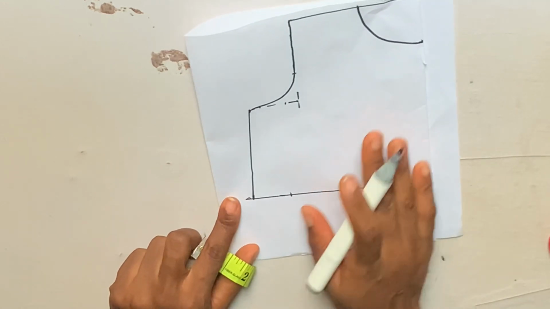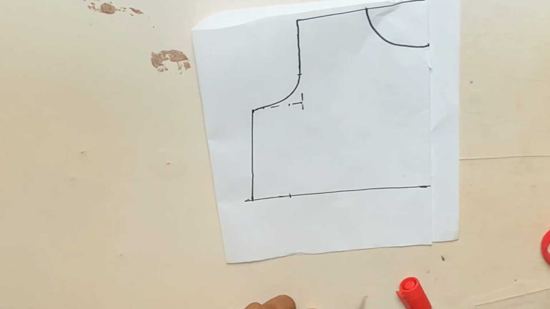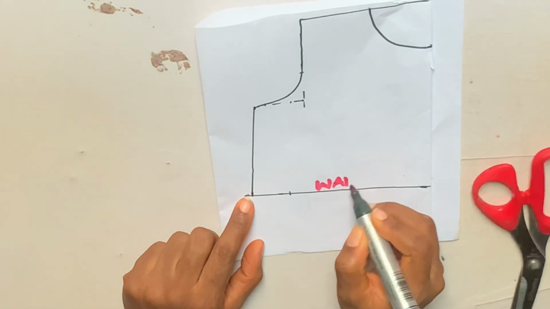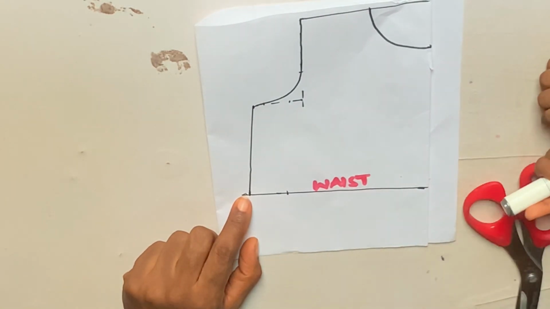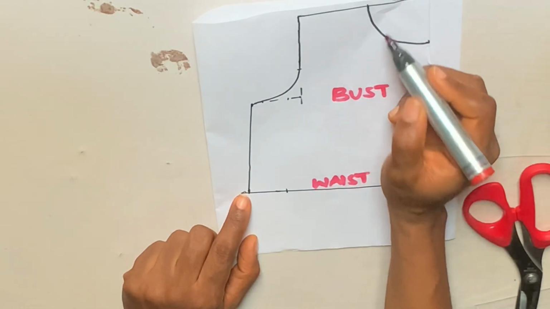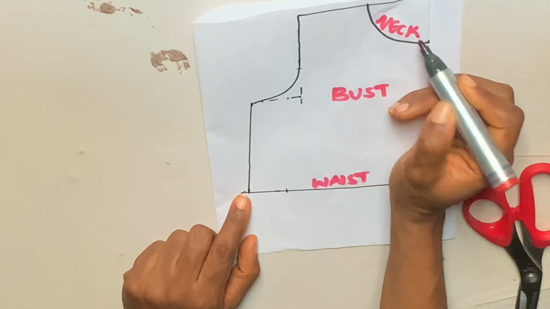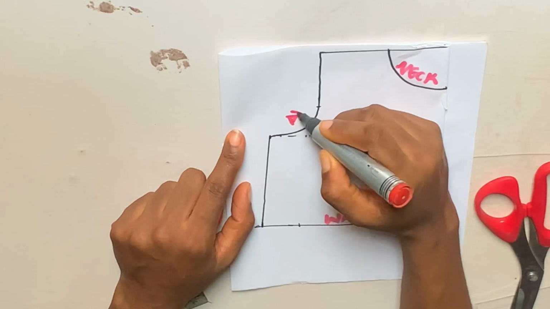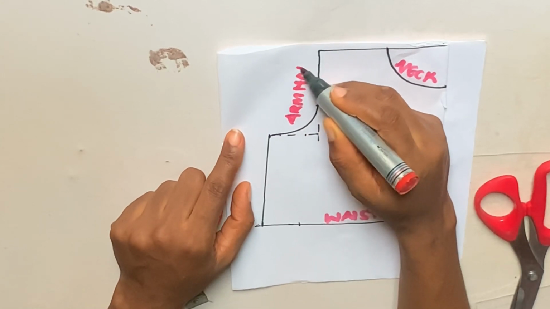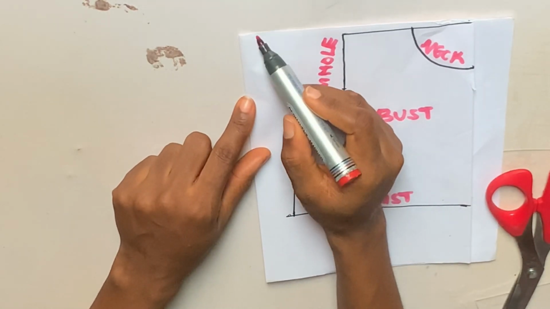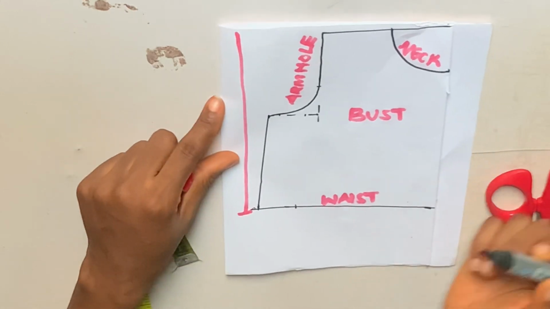So this is the bodice for a newborn. So this is the waistline. This is the waist. This is the bust. Neck. This is the armhole. Then this is the half length.